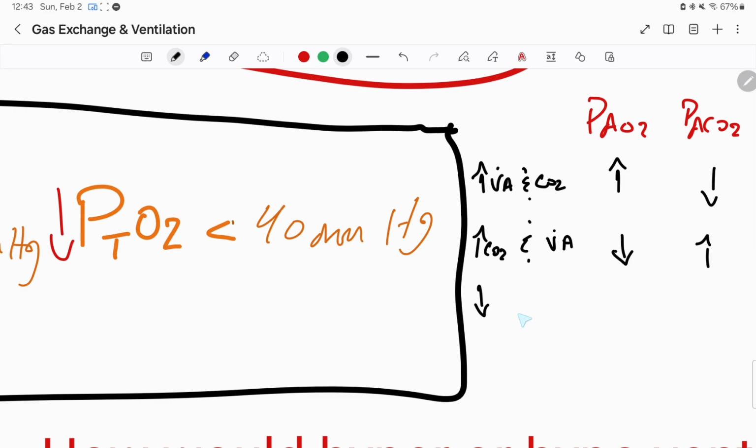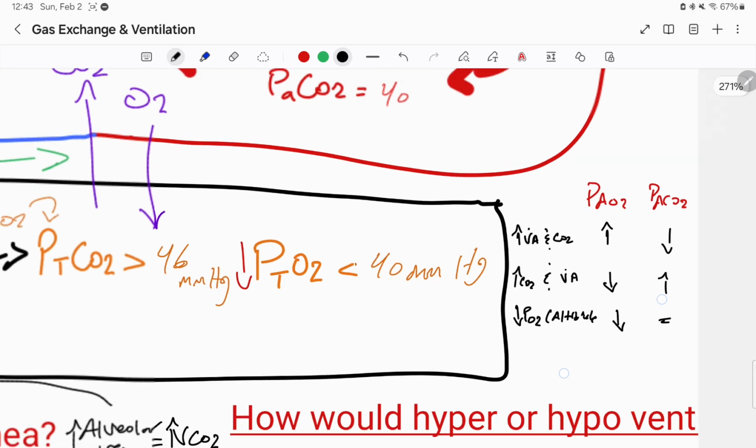One more thing we can talk about. What if we are at high altitude and the partial pressure of oxygen is low? The partial pressure of oxygen is low at altitude. What do you think happens then? If the partial pressure of oxygen is low in altitude, that's only going to affect my alveolar oxygen, not my CO2. That's not going to change. So that's going to be the same.